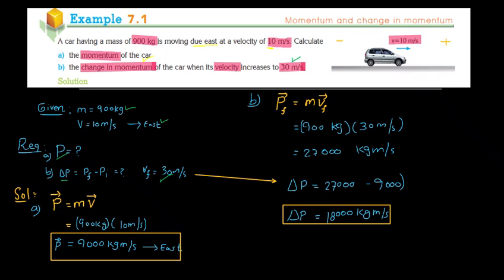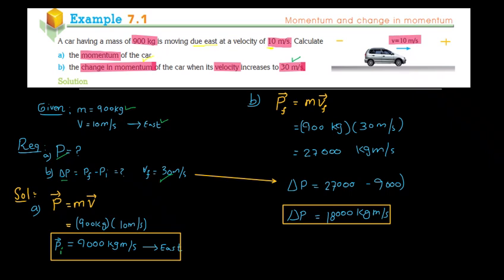So now let's start with part A. As we know, the formula for the momentum is equal to m times v, mass times velocity. Mass is 900 kilogram and velocity is 10 meter per second. If you multiply these two, you will easily get the momentum of the car, 9,000 kilogram meter per second. And this is the initial momentum when the car was moving with 10 meter per second.